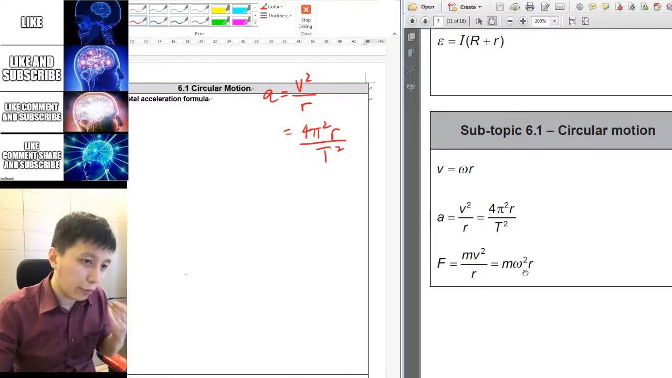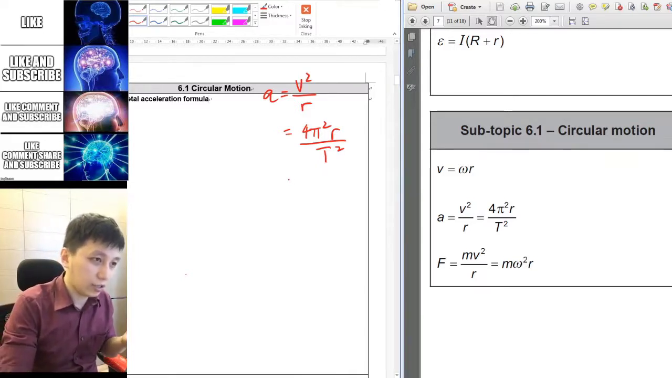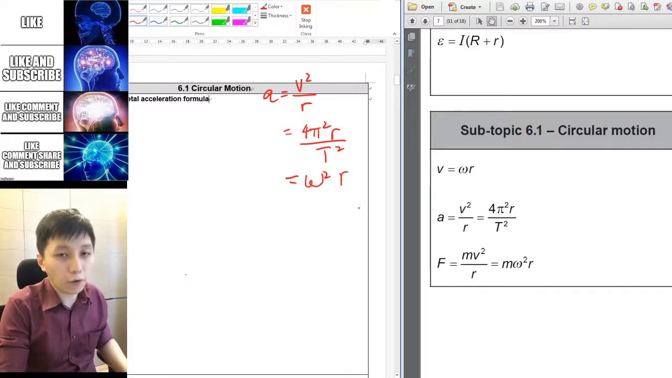But then if you look at the third row here, you can quickly see that a equals to omega square r as well. So this is actually the third form. For omega, actually I should write it as this, right? There's a little circle here, times r. So this is a third form of the centripetal acceleration formula.